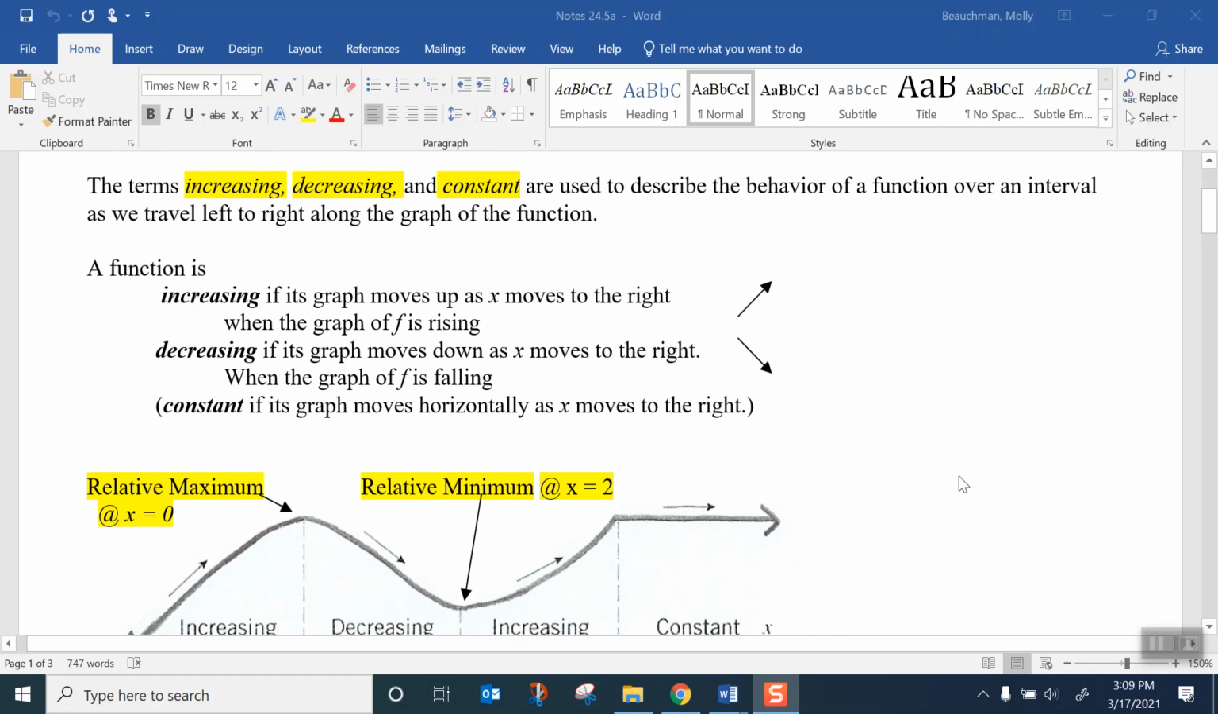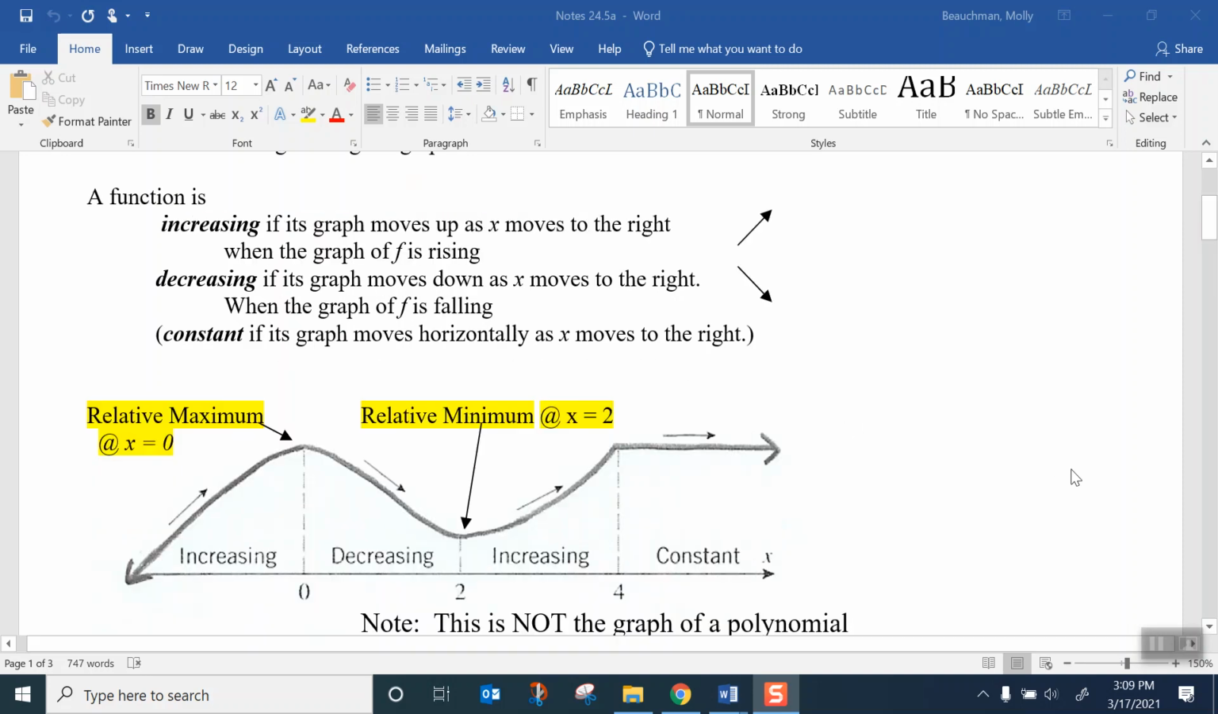A function is increasing if its graph moves up as x moves to the right, when the graph of f is rising. Decreasing if the graph moves down as x moves to the right, when the graph of f is falling. It's constant if the graph moves horizontally as x moves to the right.